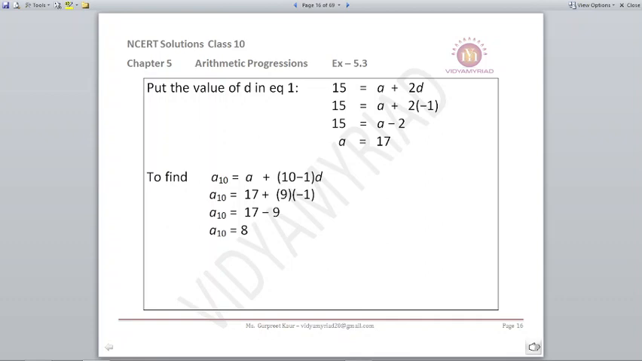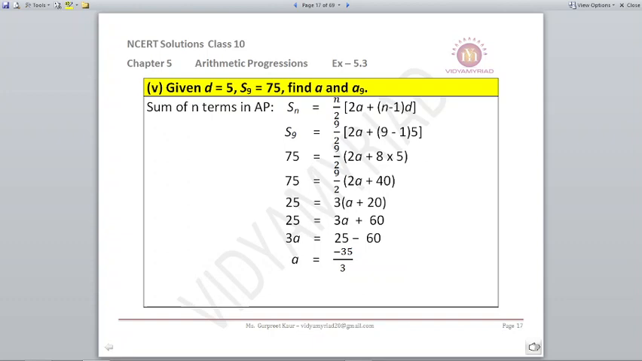We need to find out A10 also. So A10 will be equal to a plus 9d. So what is a? 17. What is d? Minus 1. So 17 plus 9 into minus 1. Your A10 comes out to be 8.